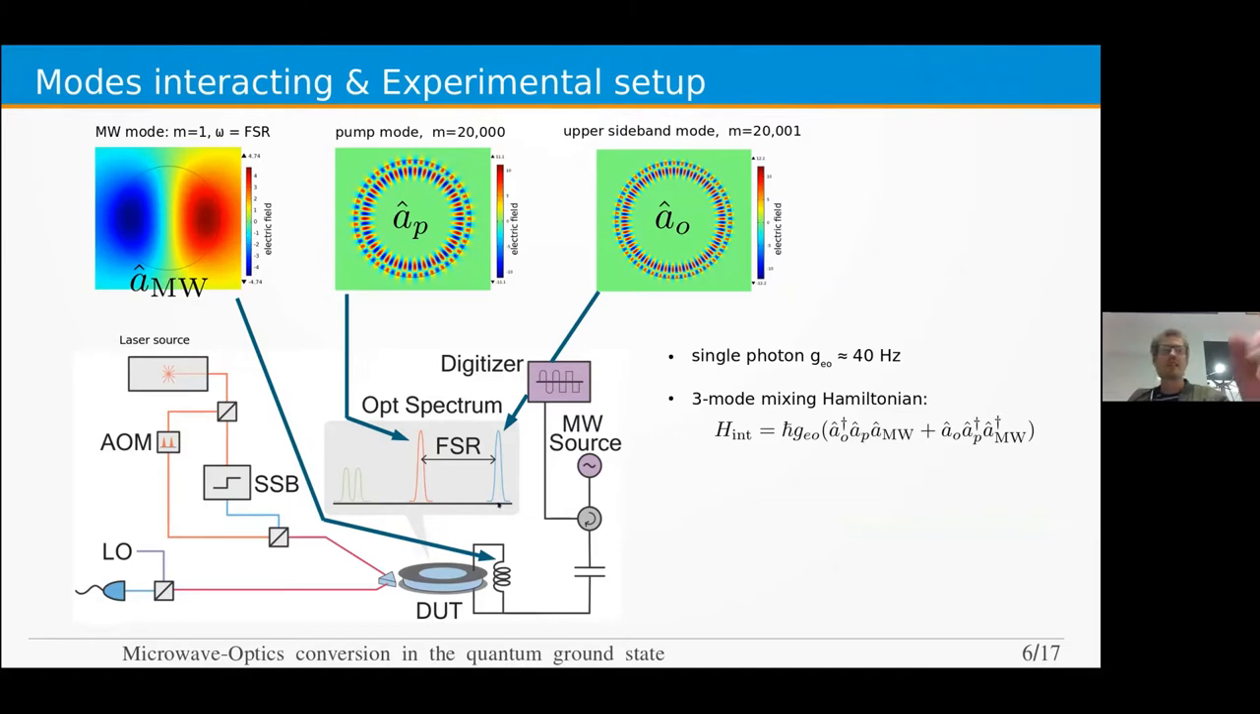So this is the experimental setup. We send a laser tone in the device and we pump very strongly the central pump mode. Then a little part of the light, we use a single sideband modulator to shift it to the upper sideband frequency. Then the conversion happens and we collect the microwave photon and measure it with the digitizer. Reciprocally, we can send a microwave photon and collect the generated upper sideband photon.